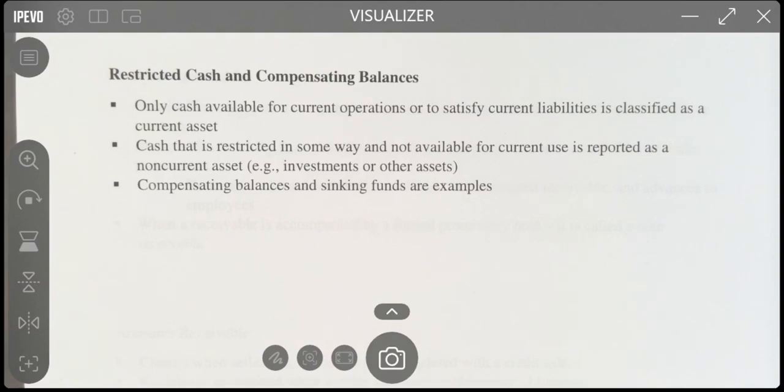Compensating balances typically arise where we have a banking arrangement. One thing the bank requires is that we leave a certain amount of cash in that bank. Sinking funds are a similar contractual arrangement.